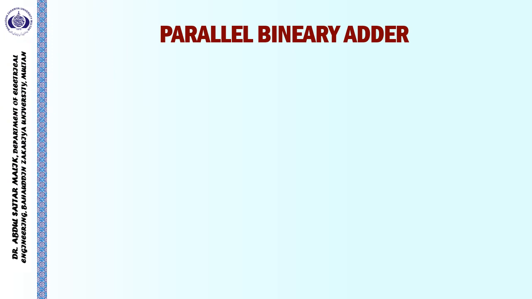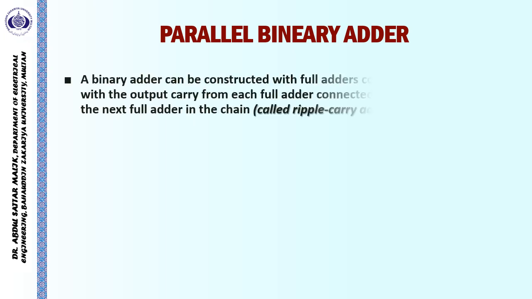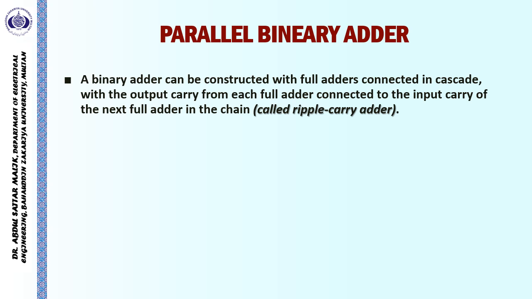A parallel binary adder is a building block of the arithmetic logic unit of any microprocessor. A binary adder can be constructed with full adders connected in cascade, with the output carry from each full adder connected to the input carry of the next full adder in the chain, called ripple carry adder.